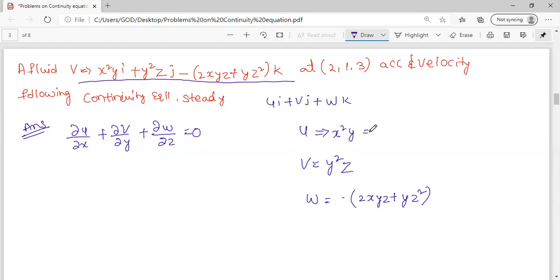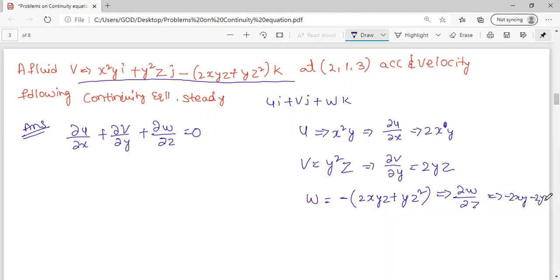So for that, I have to do dou u by dou x. What will be dou u by dou x? It is 2xy. Then dou v by dou y, I will do that, and it comes out to be 2yz. And if you do dou w by dou z, it comes out to be, there is a minus sign multiplied throughout, minus 2xy minus 2yz.